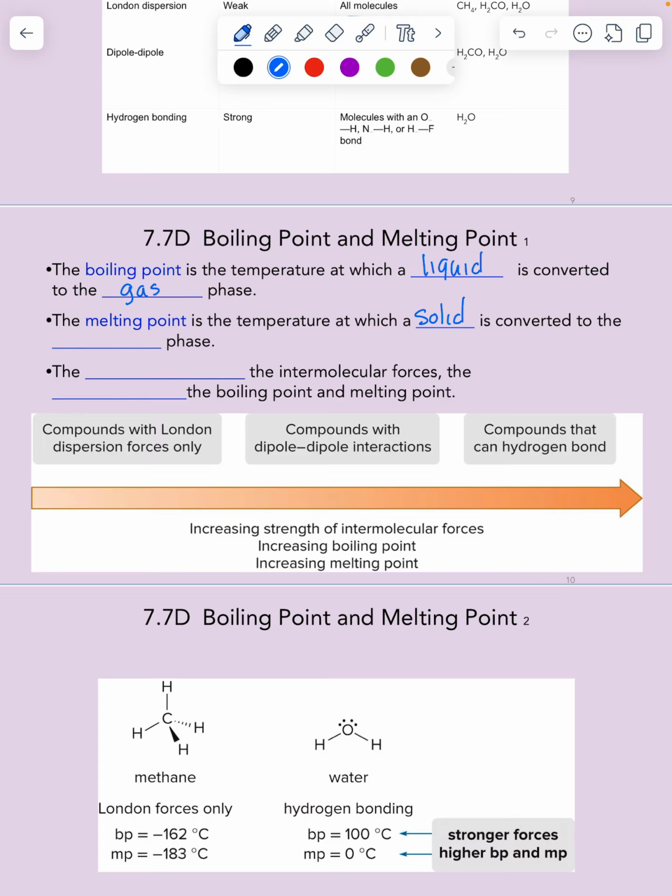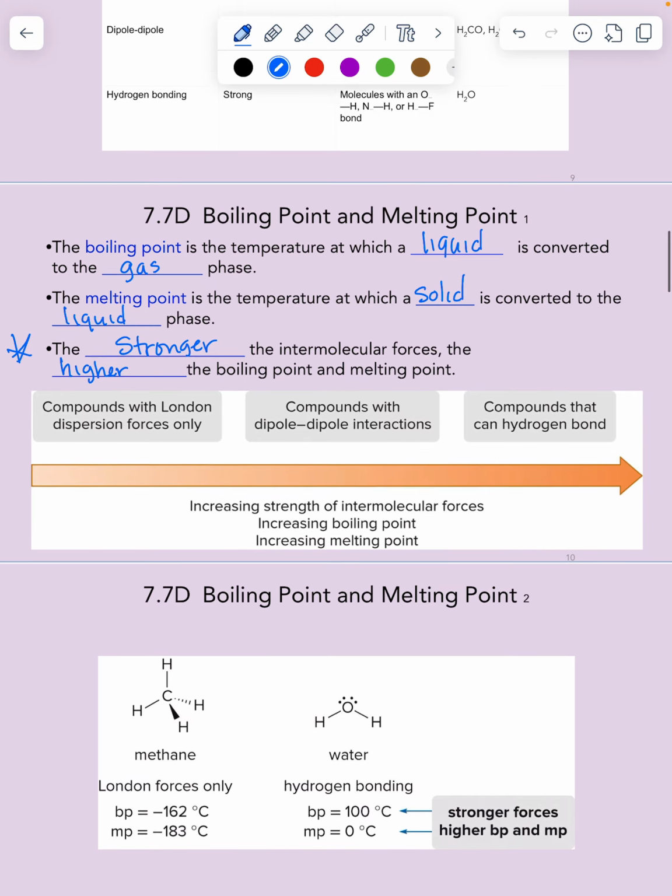The stronger the IMF, the higher the boiling and melting points. So this is something to remember for sure. This is a relationship between IMFs and these phase changes that we're talking about. The stronger the IMFs, the higher the boiling and melting point. We can see two examples here on our next slide.